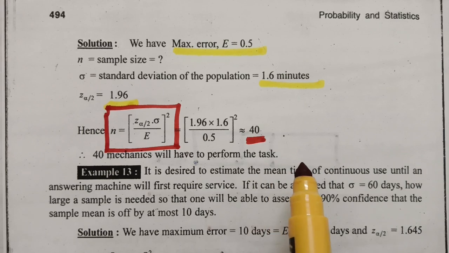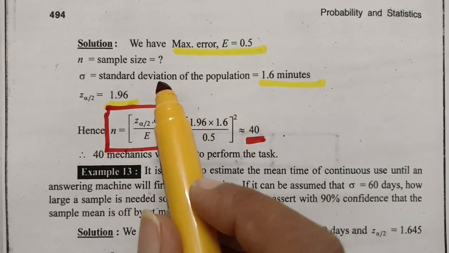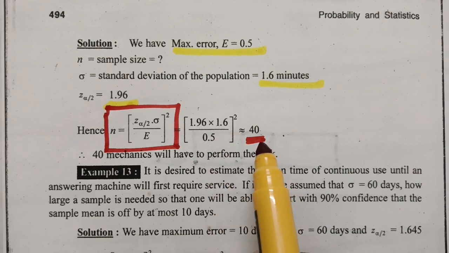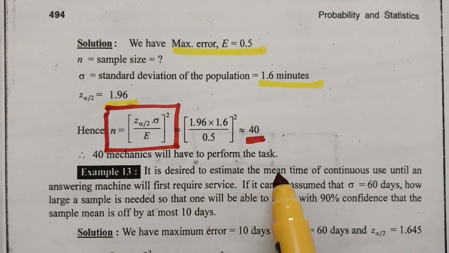See here, this is how we have to follow. This is the formula, this is the given data, and you have to use your calculator for calculating. So 40 is the answer, and 40 mechanics will have to perform the task.